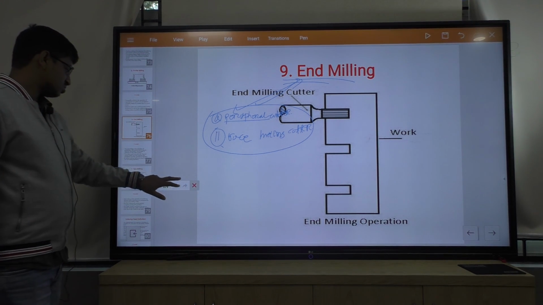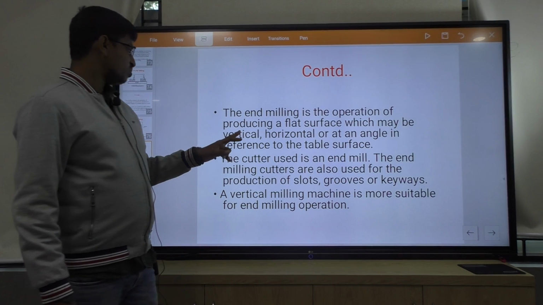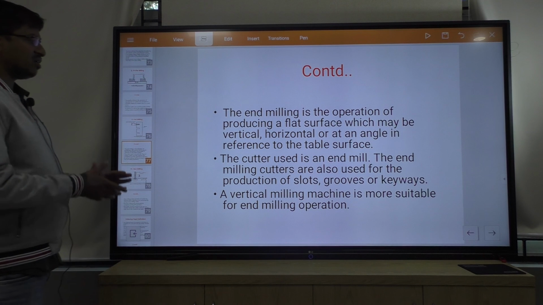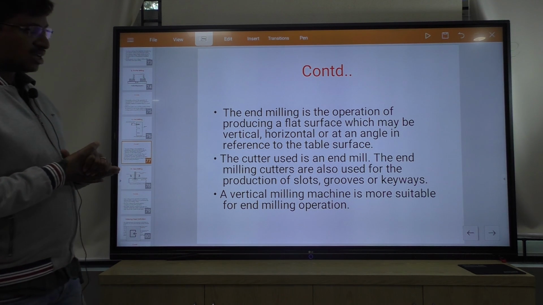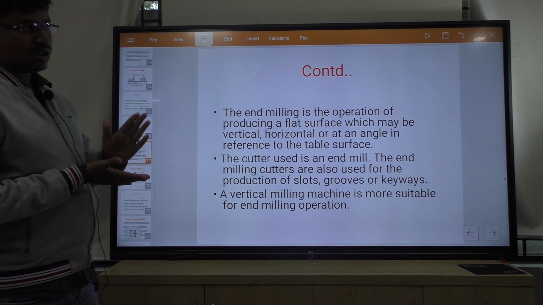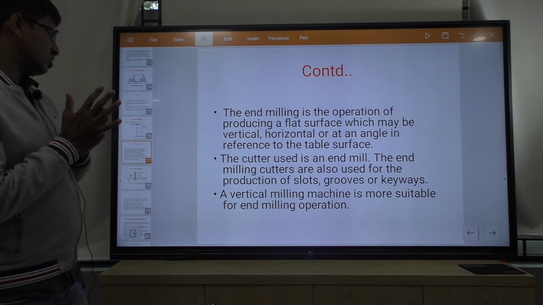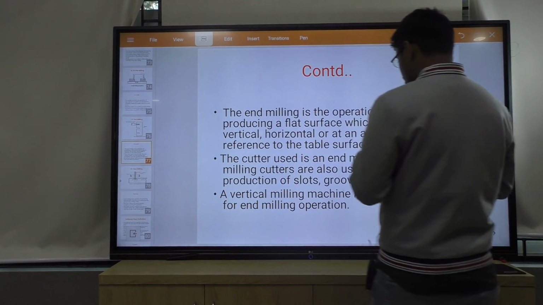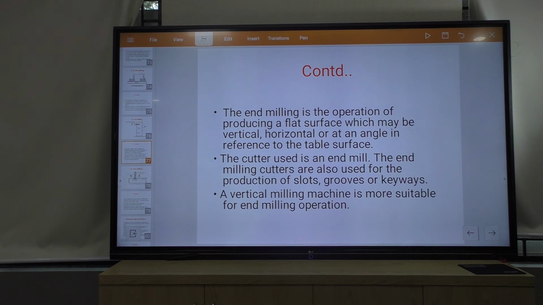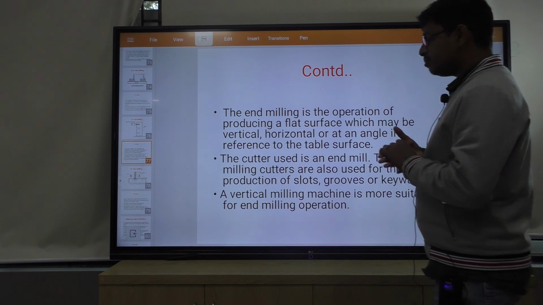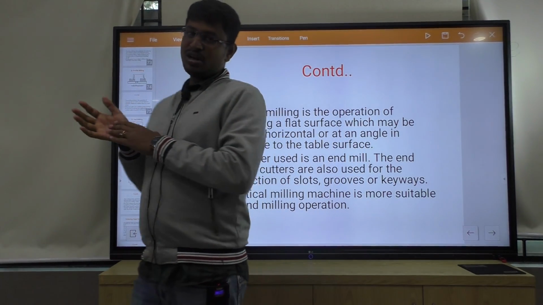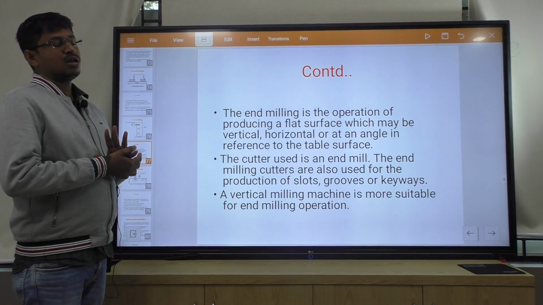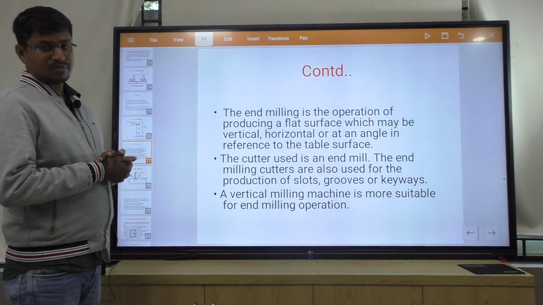End milling is the operation of producing flat surfaces which may be vertical, horizontal or at an angle in reference to the table surface. Means we can produce flat surfaces in a horizontal plane, vertical plane or any angular plane. The cutter used is an end mill. End milling cutters are also used for the production of slots, grooves or key edges. A vertical milling machine is more suitable for end milling operations. In vertical milling machines, the end milling cutter is used most of the time.